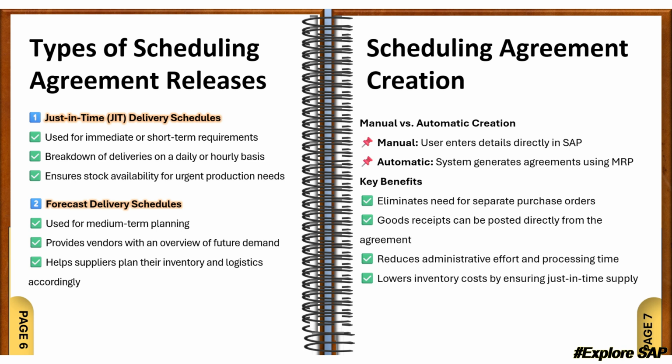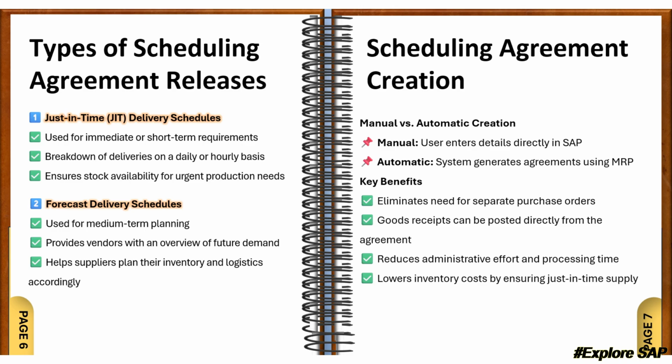Next, creation of scheduling agreements. Scheduling agreements can be created in two ways: manually or automatically through Material Requirements Planning (MRP). This process helps streamline procurement and improves efficiency.